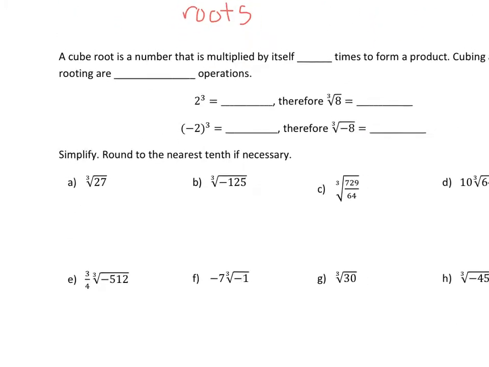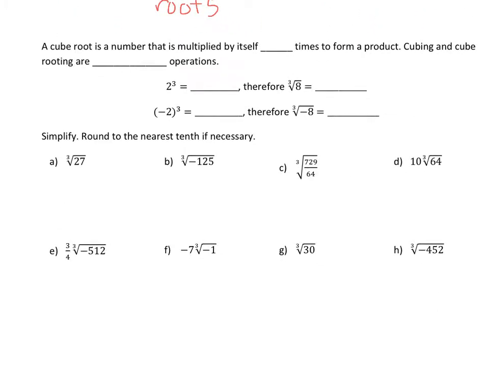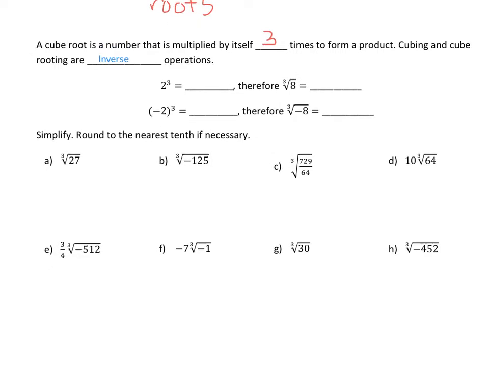Let's talk about cube roots. A cube root is a number that is multiplied by itself 3 times to form a product. Cubing and cube rooting are inverse operations. 2 to the third power, which is 2 times 2 times 2, equals 8. Therefore, the cube root of 8, what times itself 3 times gives you 8, is 2.